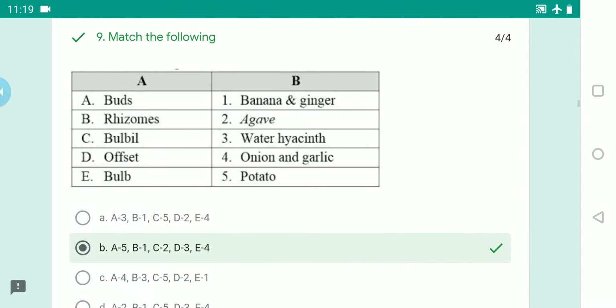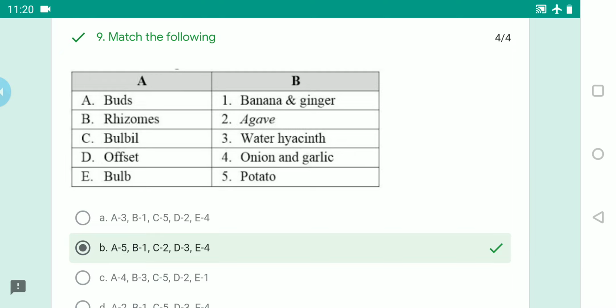So this is the next question, with respect to the vegetative propagules and how they vegetatively reproduce. The buds can be seen in potato. Actually, in the case of the potato, axillary buds give rise to the new plants. What about the rhizome? Banana and ginger, we can identify the rhizomes. And what about the bulbil? Agave. It is just like claw-like structures. Then offset, water hyacinth.